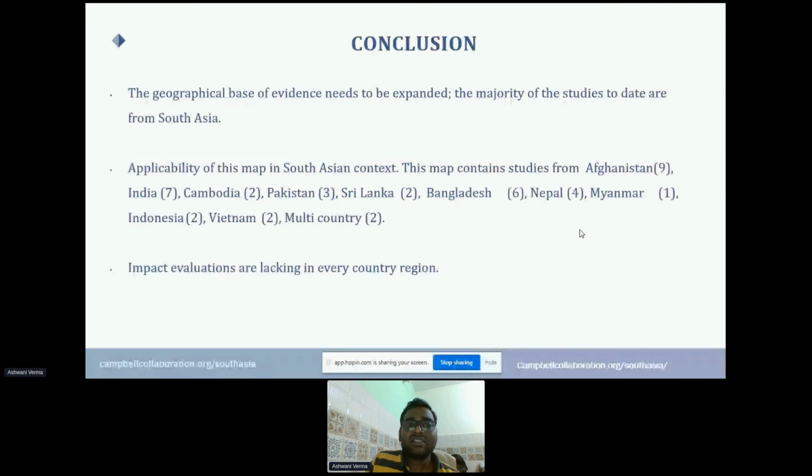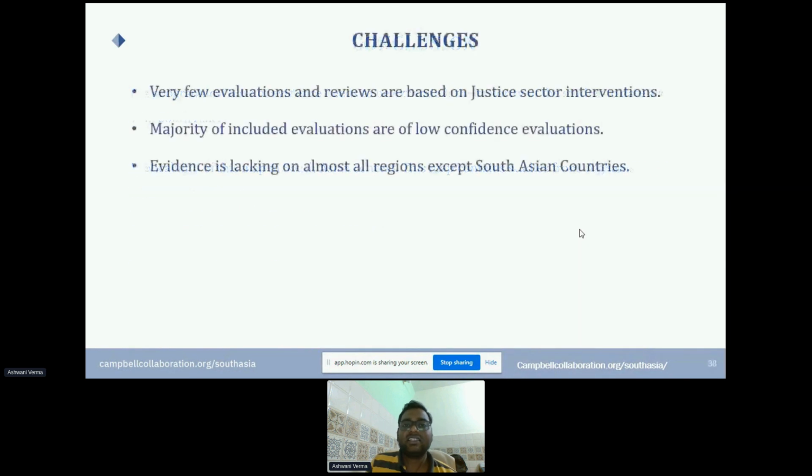On the geographical base, the majority of studies are from South Asia, and the applicability of this map is to South Asian countries. Even impact evaluations are lacking in each country and region. These are the challenges we faced: very few evaluations and reviews, as evident in the outcomes, the majority of included evaluations being low confidence, and a lack of evidence in all regions.